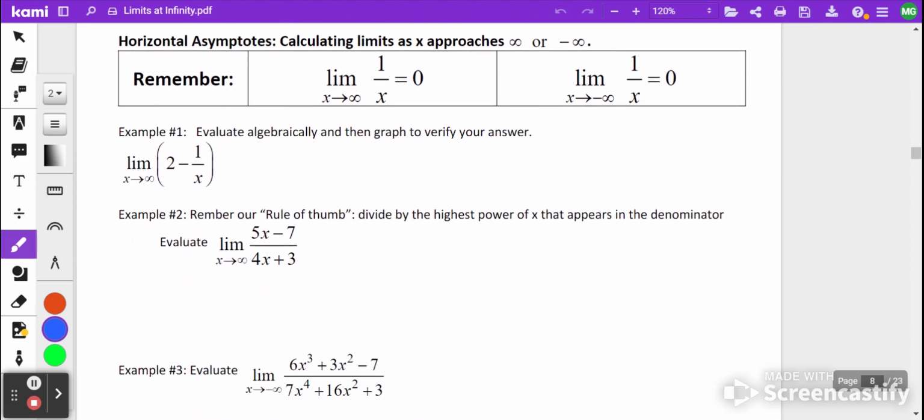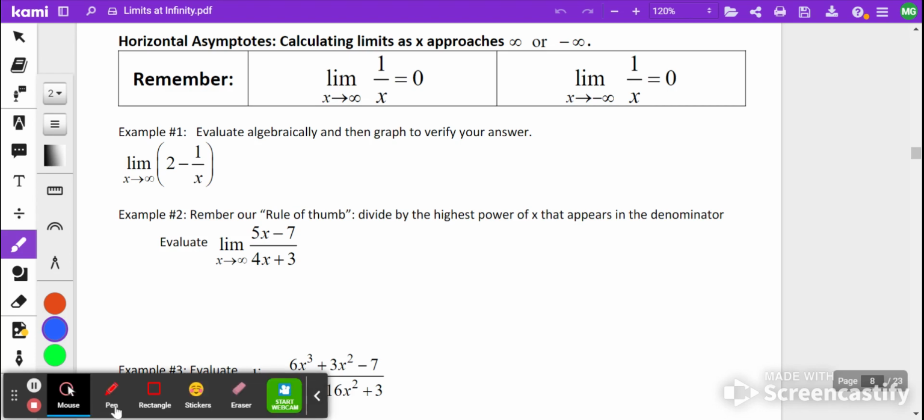Some of this is going to be old news, things that we did in pre-calculus. Some of it's going to be new. So first of all, let's take a look at this first example, okay? And what we know, let's look at our little rules. When we have a number over x, as that number gets larger and larger, as x gets larger and larger, the overall fraction gets smaller and smaller and smaller.